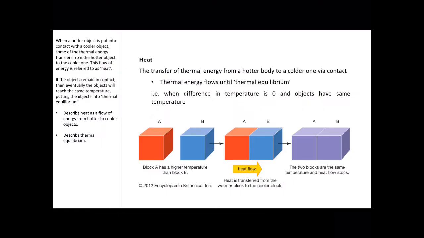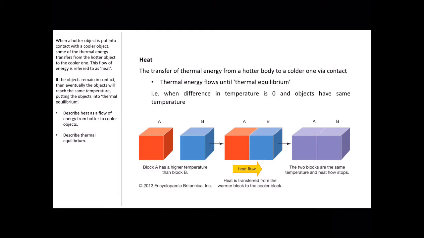So when a hotter object is put into contact with a cooler object, some of the thermal energy transfers from the hotter object to the cooler one. The flow of energy is referred to as heat. If the object remains in contact, then eventually the objects will reach the same temperature, putting the objects into thermal equilibrium. In stage 1 physics, you'll need to be able to describe heat as a flow of energy from hotter to cooler objects, and you'll also need to be able to describe thermal equilibrium.